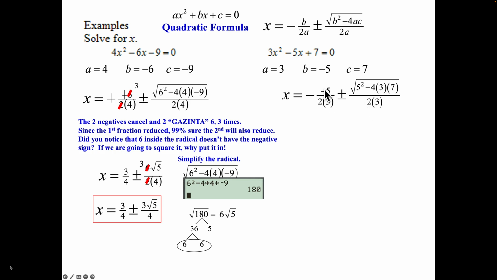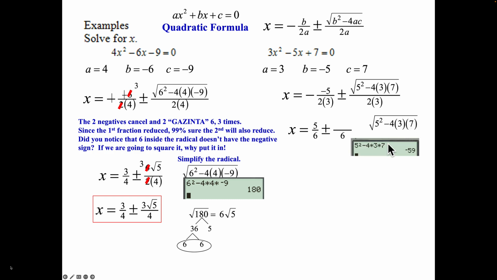Now, in this case, the only thing I can simplify are the two negatives, which makes that a positive. That's not considered reducing. But neither the 2 nor the 3 can cancel into the 5. So I am going to simplify these 3 parts of my fractions. Now, just like we said over here, if the first fraction reduces, 99% of the time the second one is going to reduce. Well, that works in reverse. If the first fraction doesn't simplify, 99% of the time, neither will the second one. So we're just going to go simplify 5 squared minus 4 times 3 times 7.